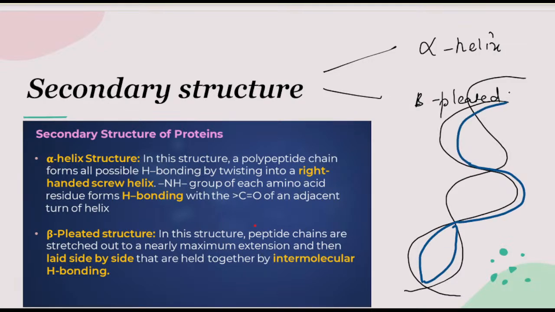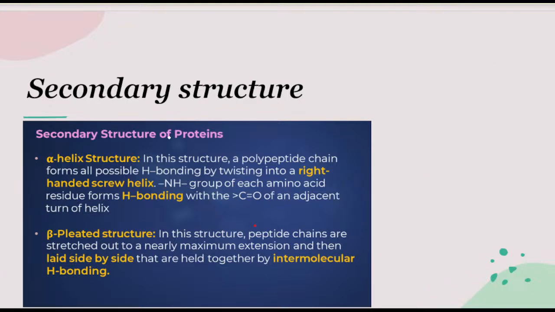Anyway, it's very bad, but just try to understand. So this is a kind of helix, the alpha helix, and beta pleated is where we have two sheets like this. One is this, and this is the second one. They run parallel to one another. Okay, let's read the theory. What is actually written here?